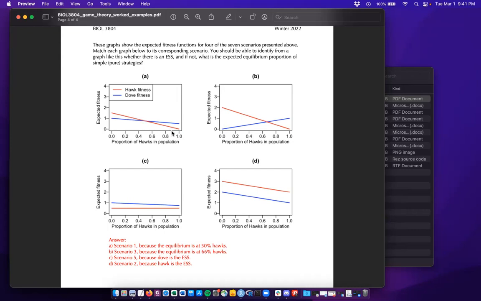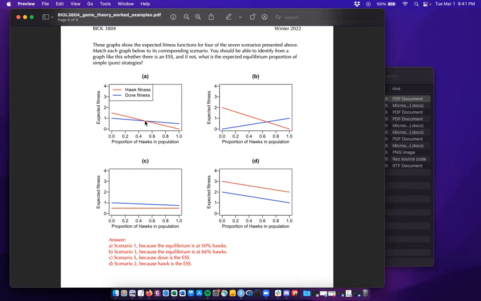Whereas if we start off with 90% hawks, then it's better to play dove. The doves are having greater fitness. So then we're going to start getting more doves, which means fewer hawks, and we're going to start to move towards that equilibrium. So the two strategies are only equal when they're being used equally, I guess.